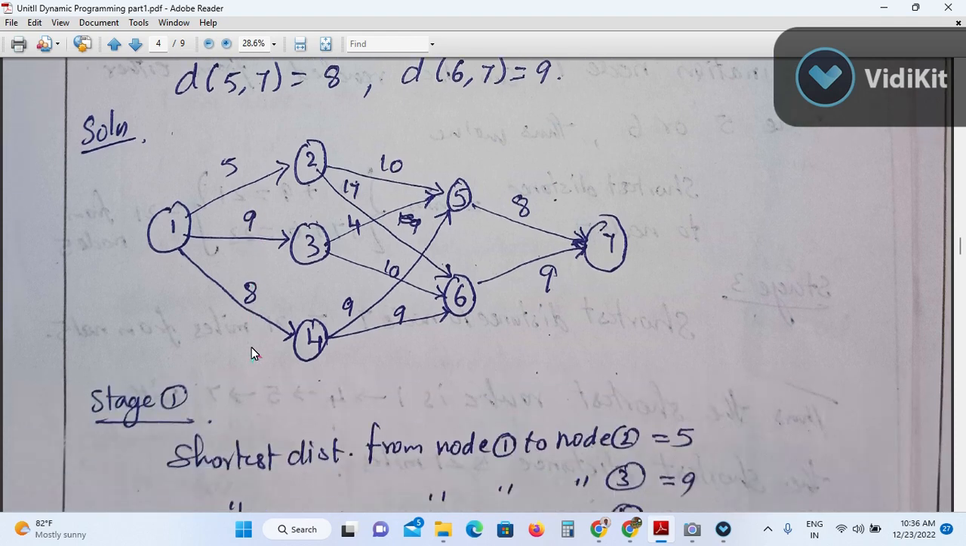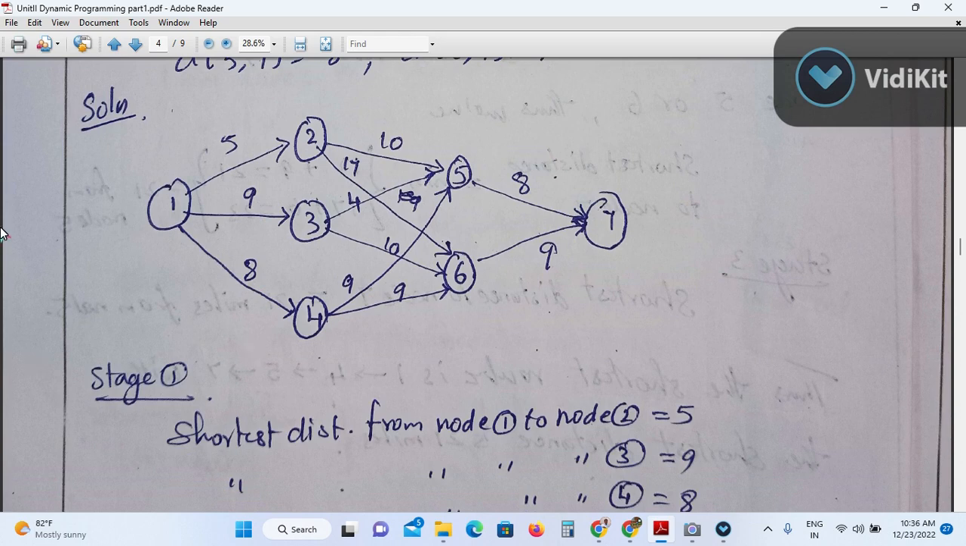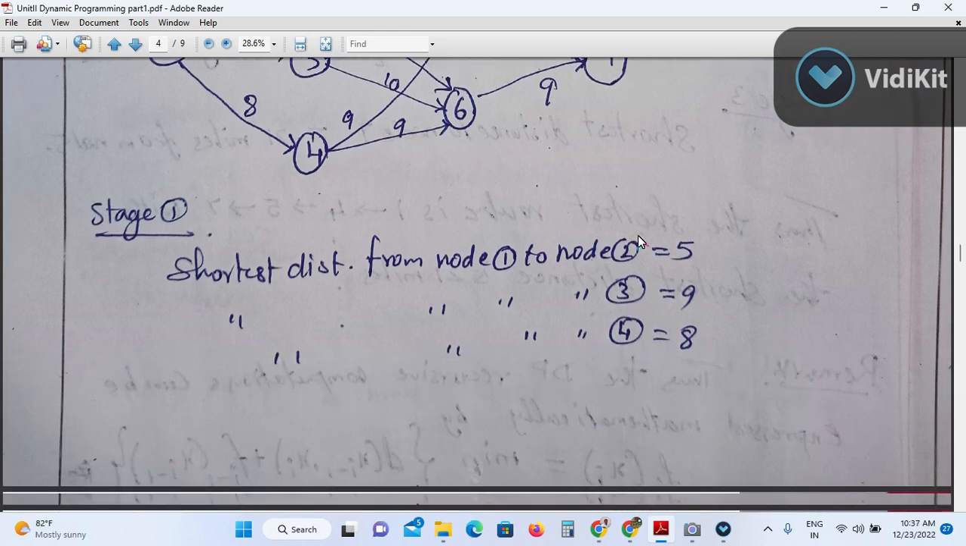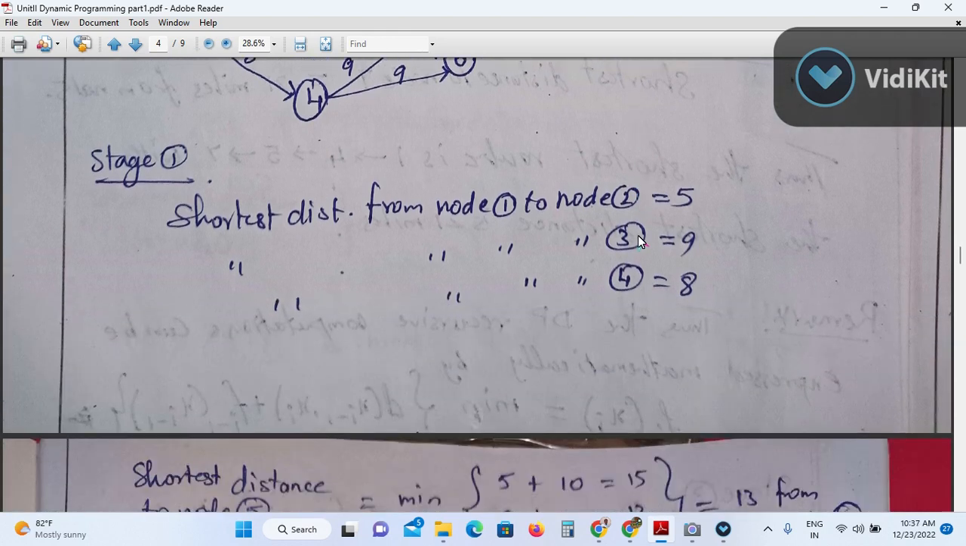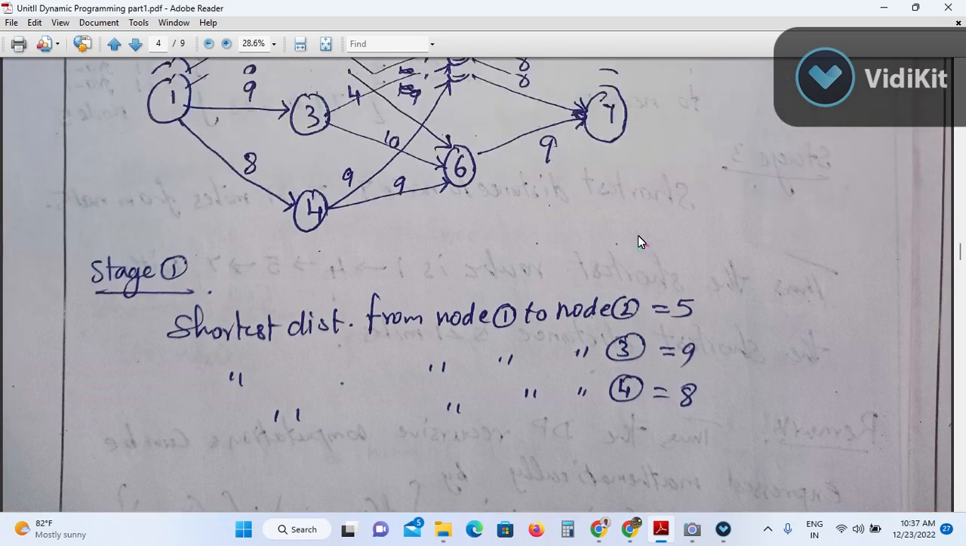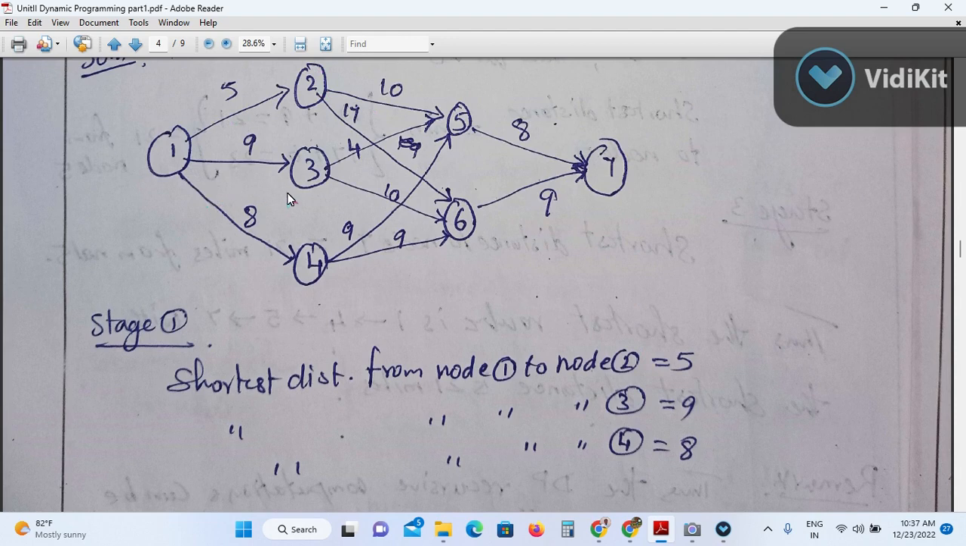Based on this network, as in the previous example, we can split it into stages. Stage one consists of 1, 2, 3, 4. Stage 2 is 2, 3, 4, 5, 6, and stage 3 is 5, 6, and 7. Like the previous example, we move to stage 1. From 1 to node 2, it is clearly 5, simply the distance. From 1 to 3 the distance is 9. From 1 to 4 it is 8. So that is the same here also.